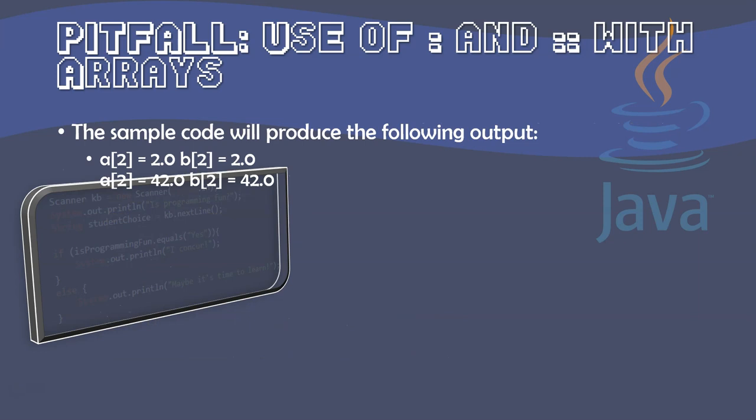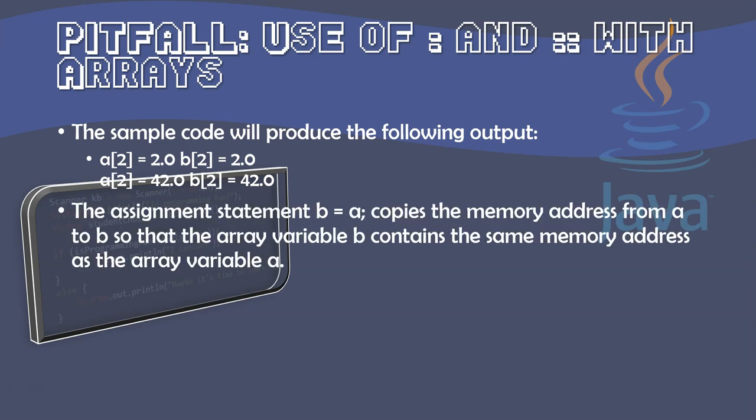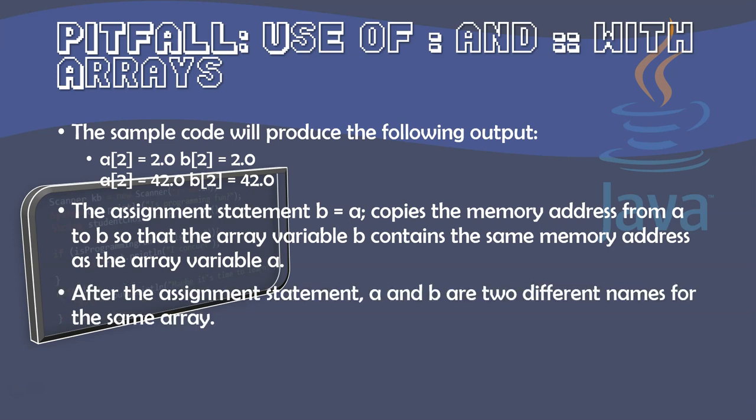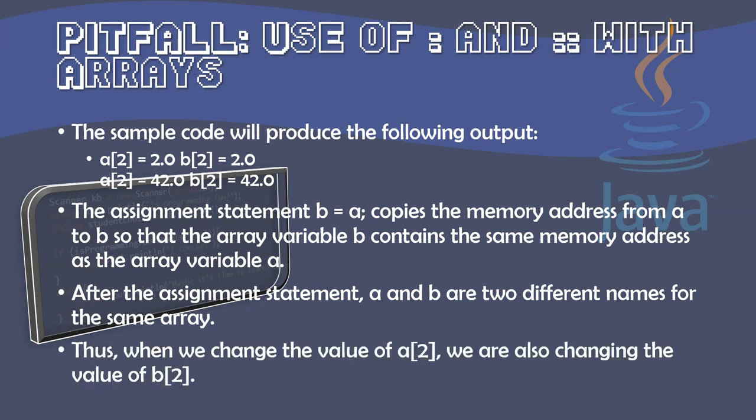Now, the sample code, if we were to execute it, would produce the following output. a[2] = 2.0, b[2] = 2.0, a[2] = 42.0, and b[2] = 42.0. The reason we see this is because the assignment operator, b = a, copies the memory address from a into b, so that the array variable b contains the exact same memory address as the array variable a. After the assignment statement, a and b are two different names for that same array. Thus, when we change the value of a[2], we are also changing the value of b[2].